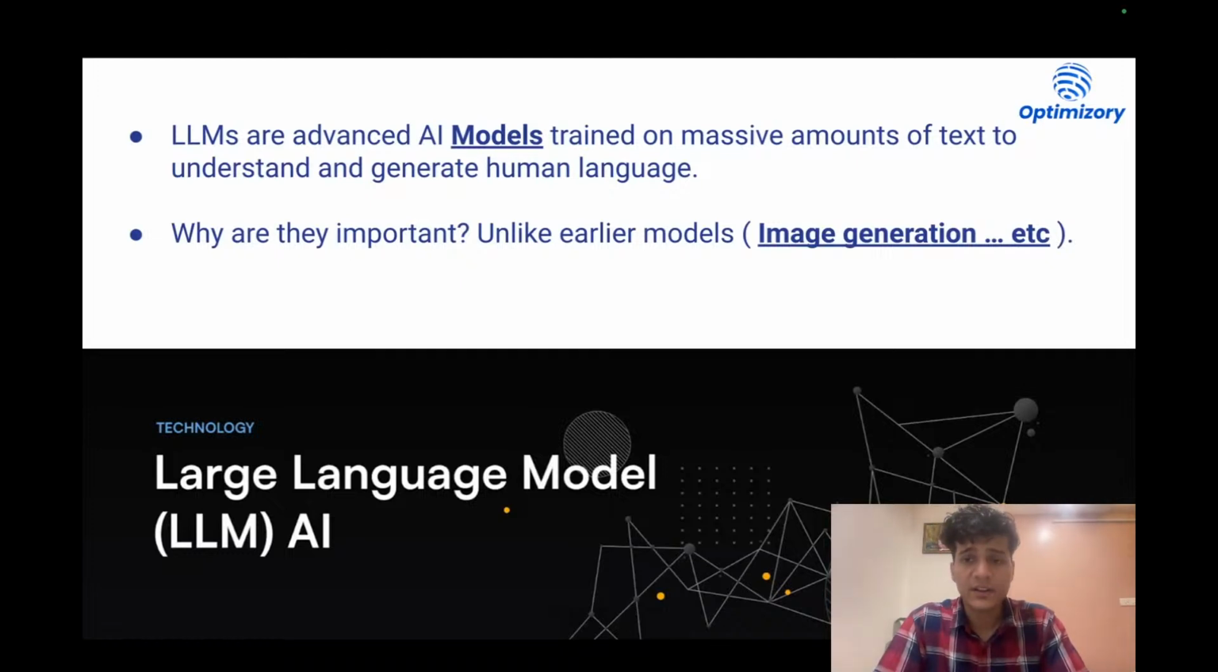So an LLM is an AI model which is developed on deep learning, and it is trained on massive textual data. LLMs basically work on textual data. A user gives a text prompt and the LLM produces a text response. So it works on textual data only. And why are they so important? Why are they so talked about in this current era?